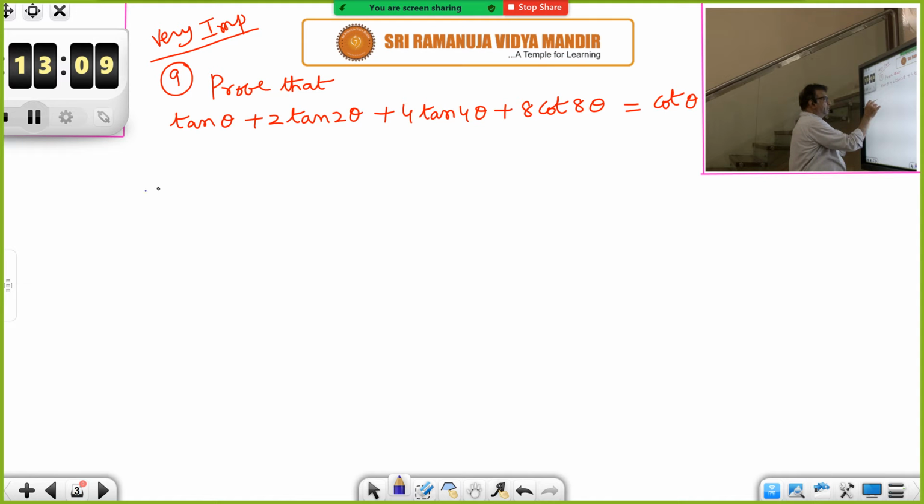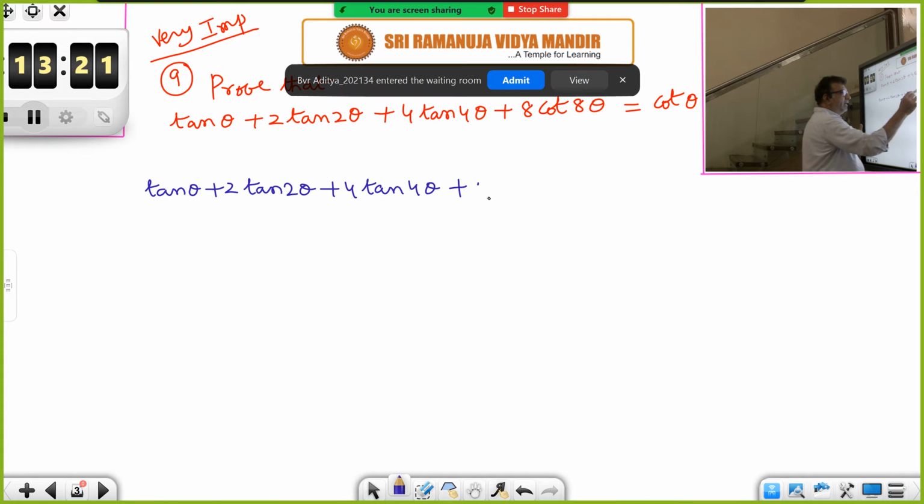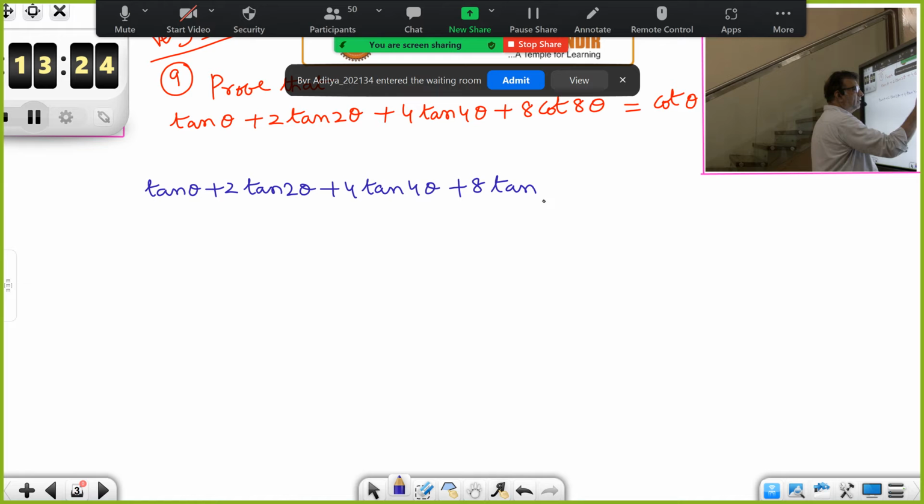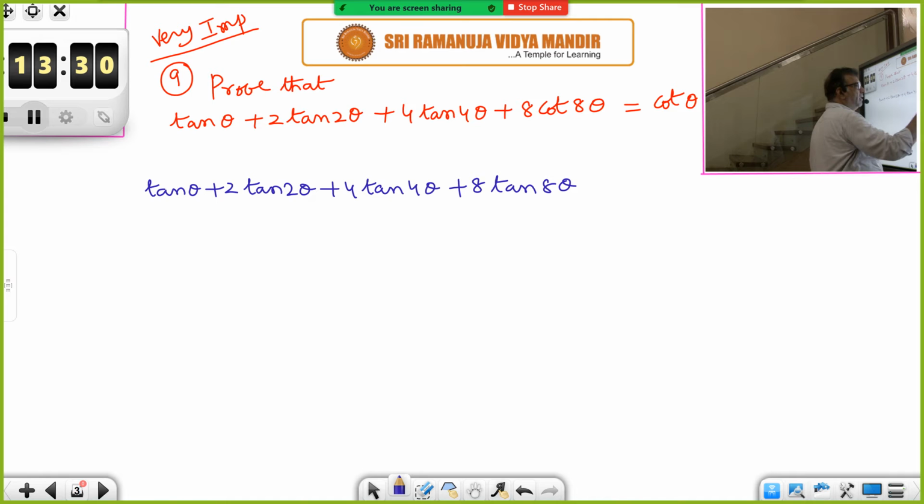Tan theta plus 2 tan 2 theta plus 4 tan 4 theta plus 8 tan 8 theta. Okay, not cot theta, the last term is 8 cot 8 theta. Next, 16 cot 16 theta is also cot theta.